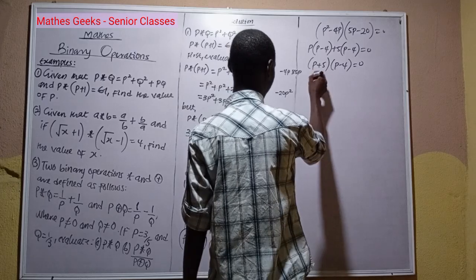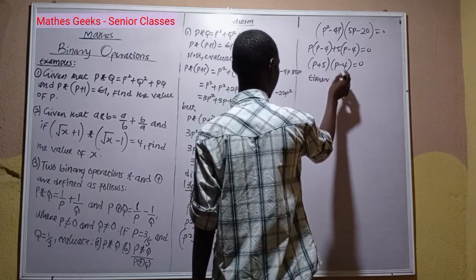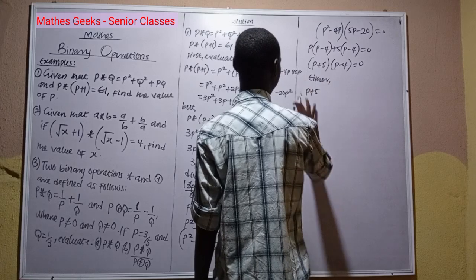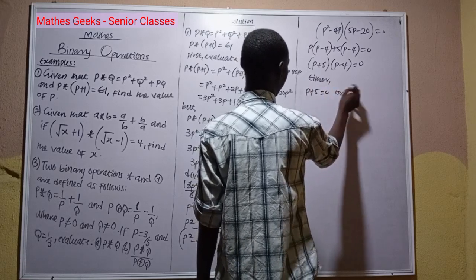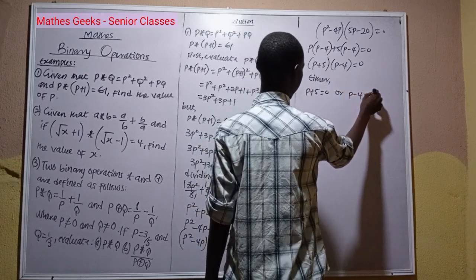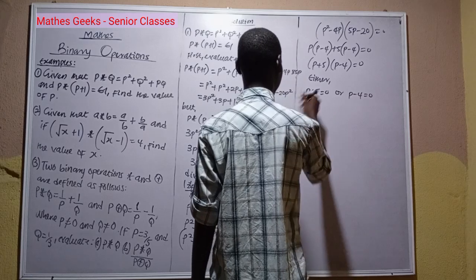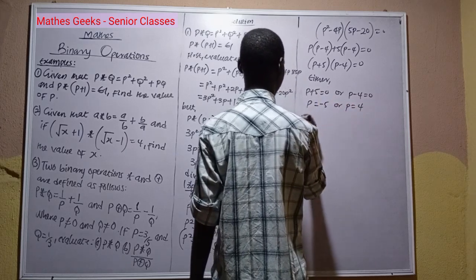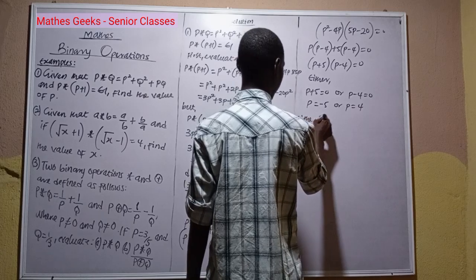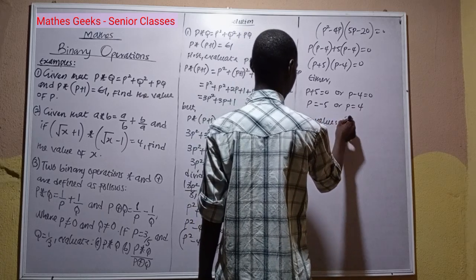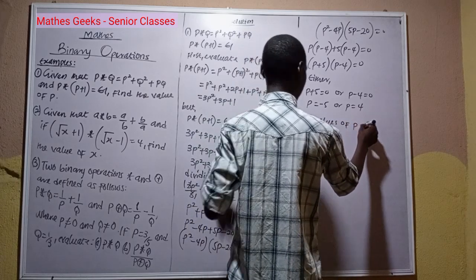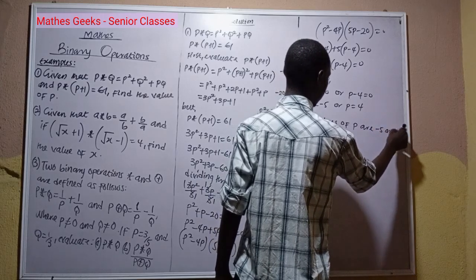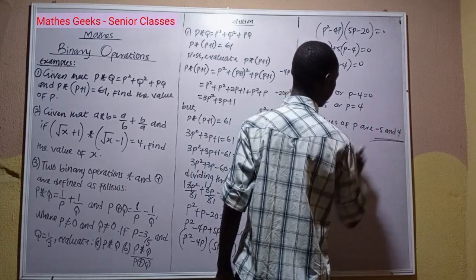Now, so you say either p plus 5 is equal to 0 or p minus 4 is 0. So p is equal to minus 5 or p is equal to 4. Therefore, the values of p are minus 5 and 4.